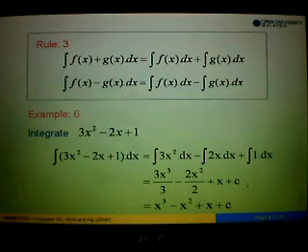When we simplify, 3 and 3 cancel, and we will get x to the power 3. Minus, cancel 2 and 2 will give us x squared. Then plus x, and then plus c.